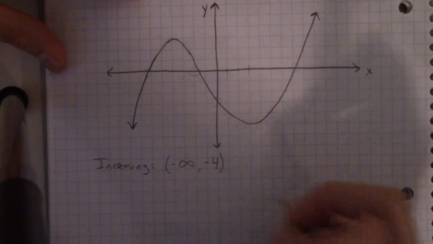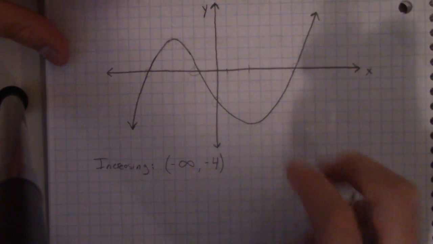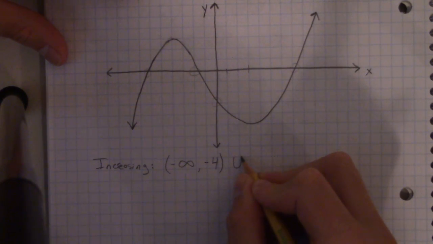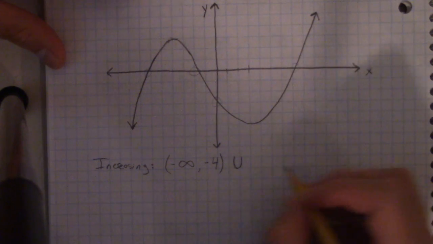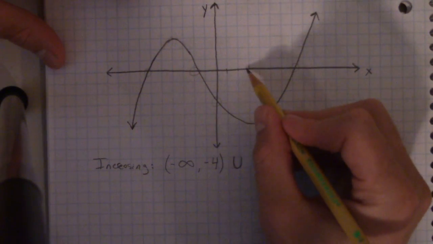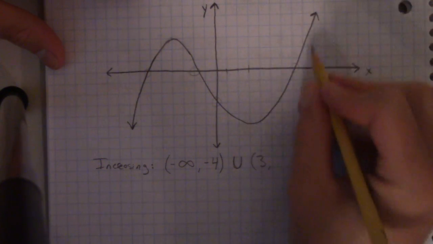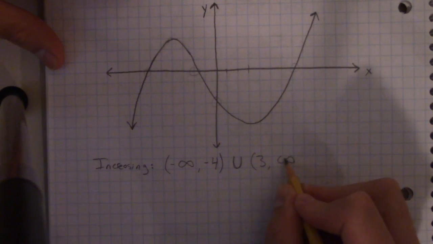right? And then it also increases over here. So from here to here, it's decreasing. So we're going to unite that with another increasing interval from, what's this? 1, 2, 3, it looks like about 3 to forever, right? That arrow means it goes forever, so it goes up forever, right?